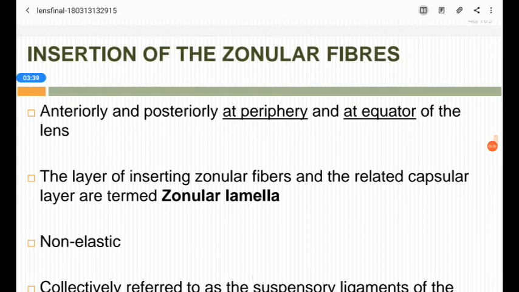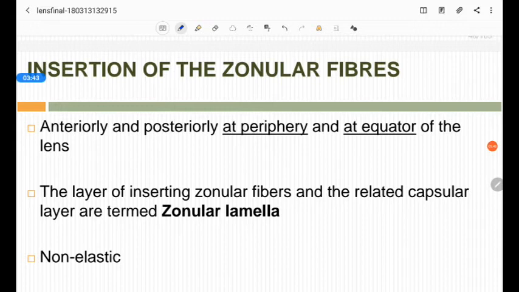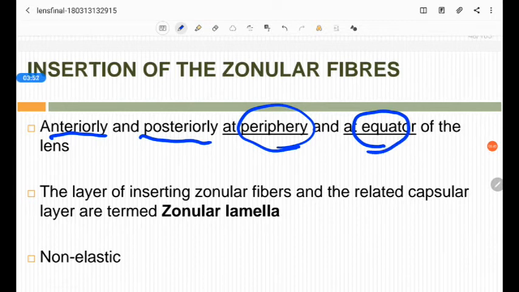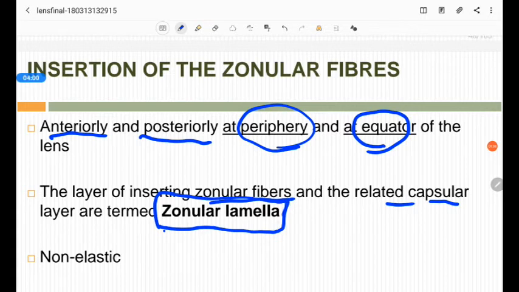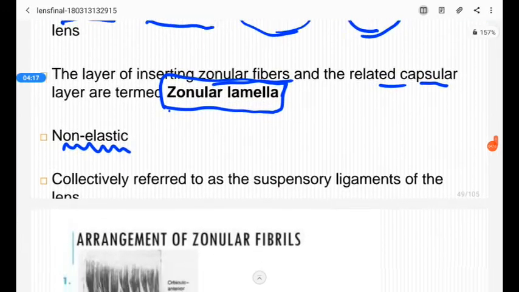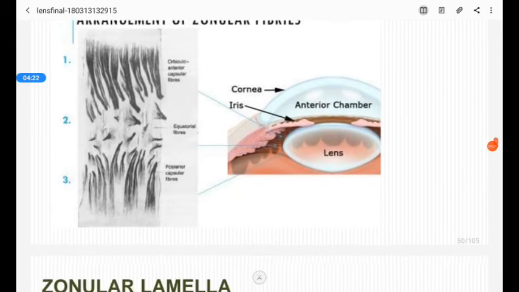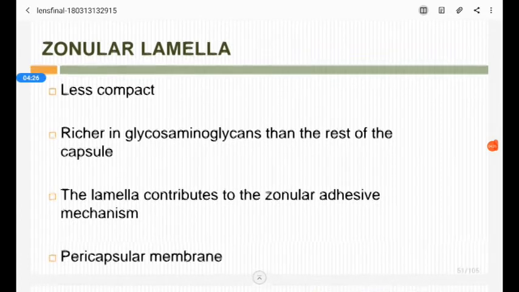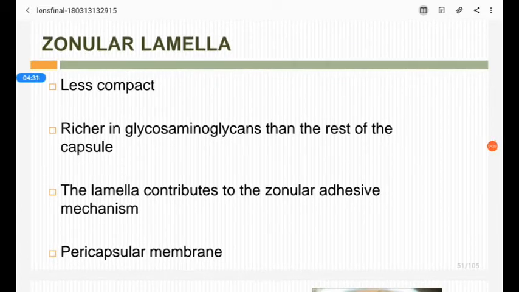With regard to the insertion of the zonular fibers, we know that it is inserted anteriorly and posteriorly at the periphery and at the equator of the lens. The layer of inserting zonular fibers and the related capsular layers are called the zonular lamellae. And as we have already mentioned before, the zonules are non-elastic. The zonular lamellae are less compact. They are rich in glycosaminoglycans compared to the rest of the capsule, and the lamellae contribute to zonular adhesive mechanisms. It is a pericapsular membrane.